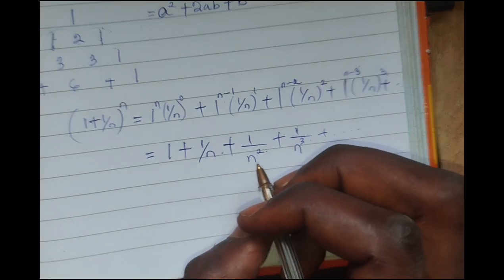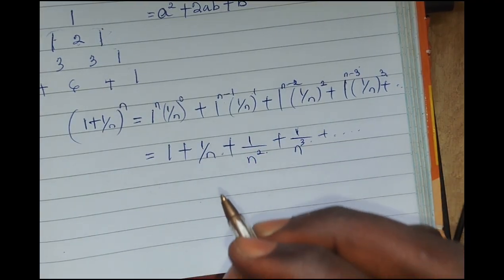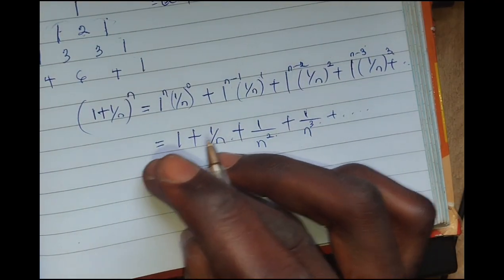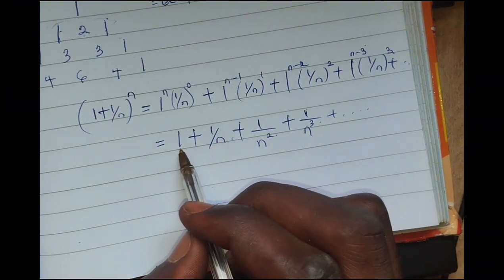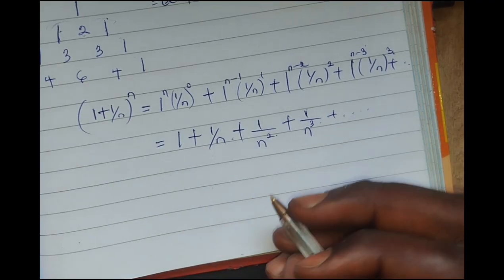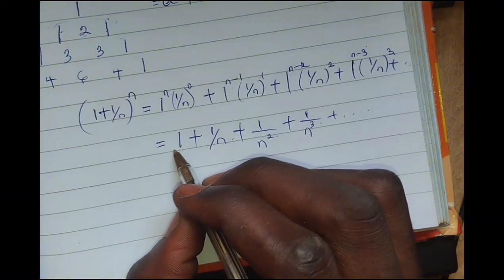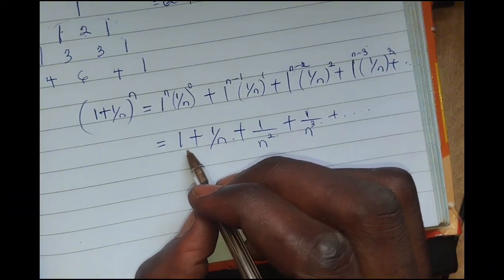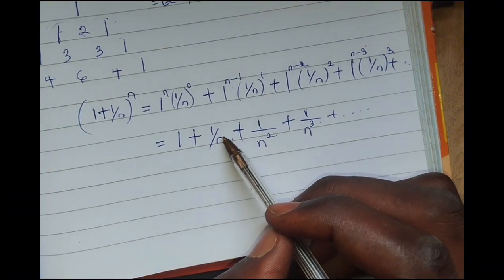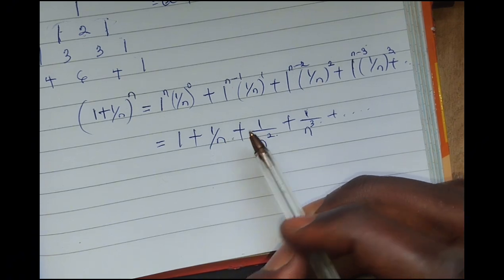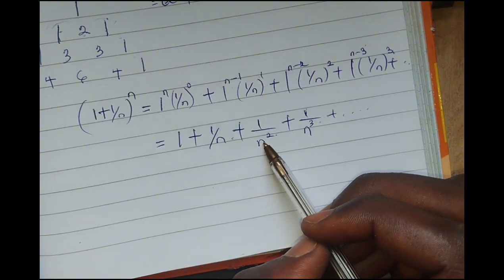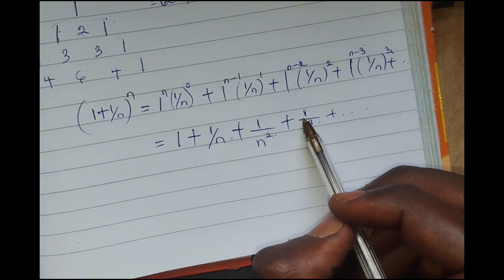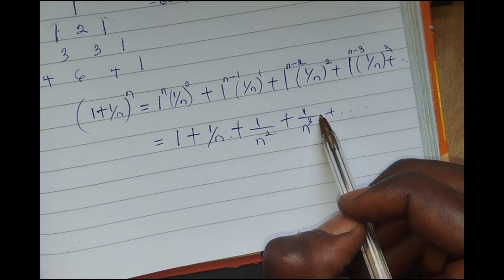Now all you have to do at this point is, you know that this will always be 1, and that will give you 0 factorial, because this is not starting anywhere, so it is 0 factorial. Now this will give you n, and this will give you n into n minus 1 all over 2 factorial. This will give you n into n minus 1 into n minus 2 all over 3 factorial.